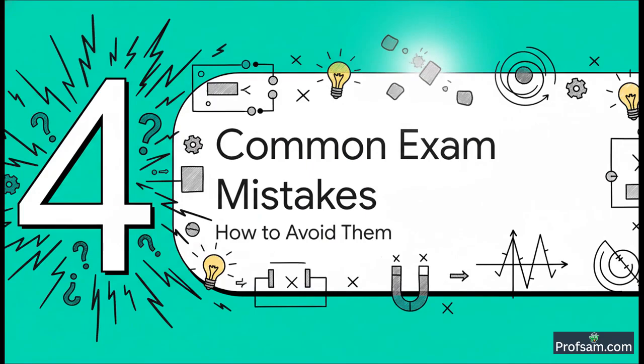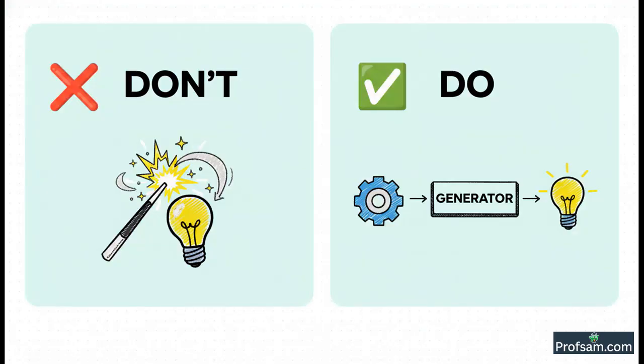All right, this next part is very important. Let's talk about some common mistakes. These are the silent killers that can make you lose marks in the exam, and I want to make sure none of you fall into these traps. So, the biggest misconception by far is this one. Students sometimes write that generators create energy. Please, this is fundamentally wrong and will definitely cost you marks.